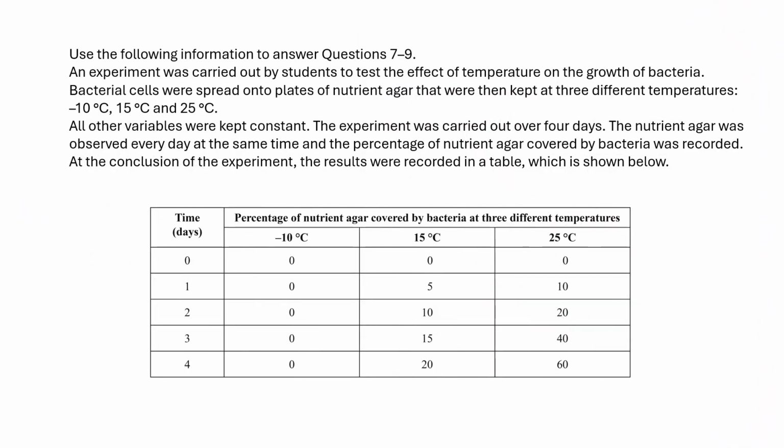Students experimented to investigate how temperature affects bacterial growth. They spread bacterial cells onto nutrient agar plates and incubated them at -10 degrees Celsius, 15 degrees Celsius, and 25 degrees Celsius. All other variables remained constant. Over 4 days, they observed the agar daily at the same time, recording the percentage of nutrient agar covered by bacteria. The results were then compiled into the table below.